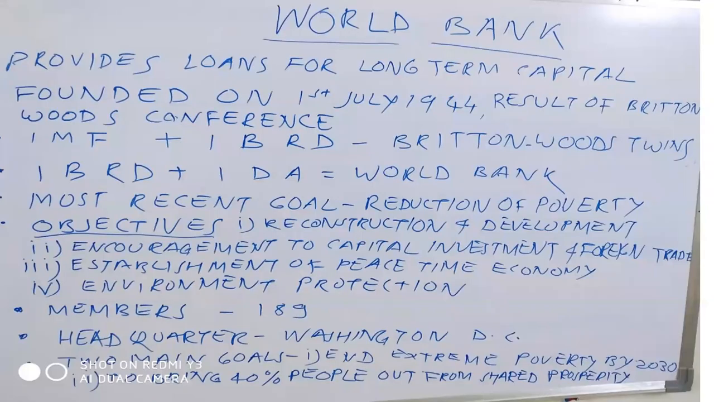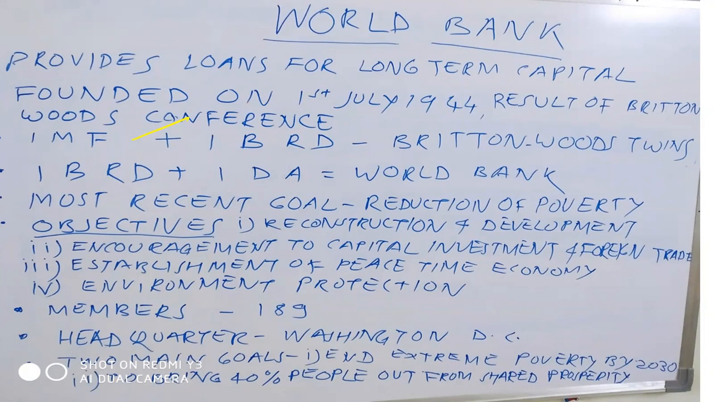Now, this is another thing I have brought for you. You can directly take screenshots, because here you need to remember these points which I am ticking. IMF and IBRD are the outcomes of the Bretton Woods twins. It provides loans for long-term capital investment. It was founded on 1st July 1944 as a result of the Bretton Woods Conference. Generally, the World Bank was constructed after the Second World War to assist in reconstruction and development.